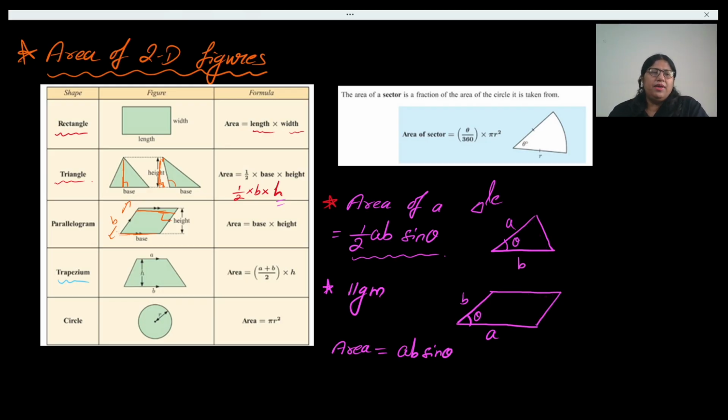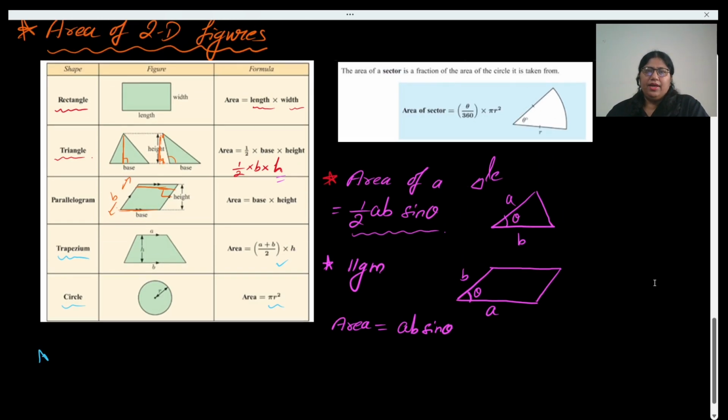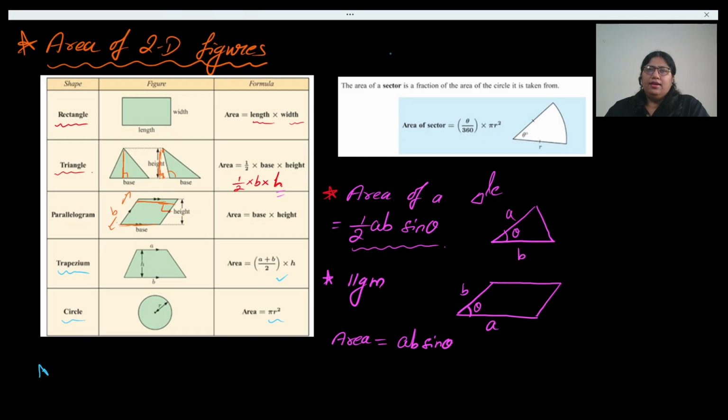After that, the trapezium. The area of a trapezium is always one half times the sum of the parallel sides times the distance between those two parallel sides. So this formula also you have to remember. Then the circle is also a 2D figure. What is the area of a circle? It is always pi r squared. Now, the area of a sector: a sector is a piece of a circle, because here you have taken the circle, so this is a piece of the circle.